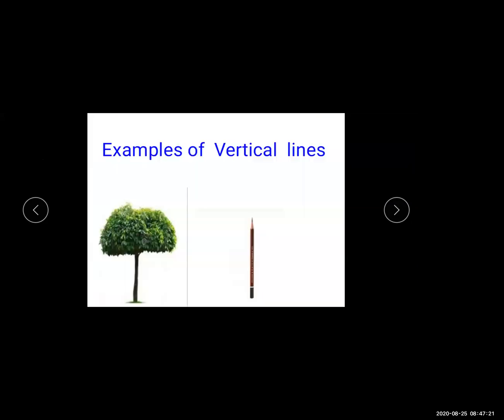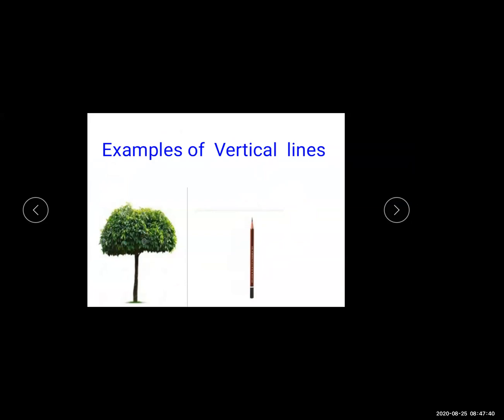Now students, let us see few more examples of this line. See here, the bark of the tree, the trunk of the tree and the pencil. These are in standing position. So vertical line is also known as standing line. So these are the examples of vertical lines.